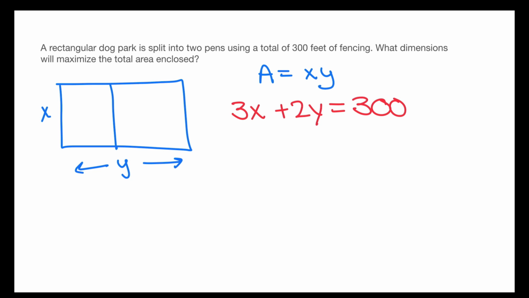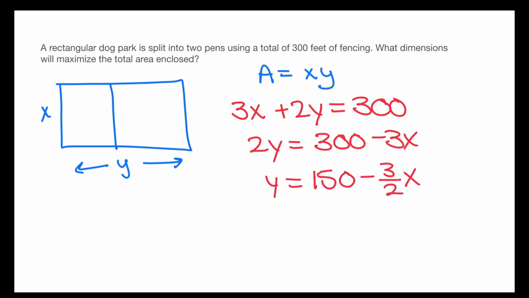If the total amount of fencing equals 300, I have 1, 2, 3 fences of length x, and 1, 2 fences of length y. That means 3x plus 2y is my total fencing and has to equal 300. So now that I have a relationship between x and y, I can take that equation and solve it for y. So I'm going to subtract the 3x and then divide everything by 2. And that tells me that y equals 150 minus 3/2 times x.